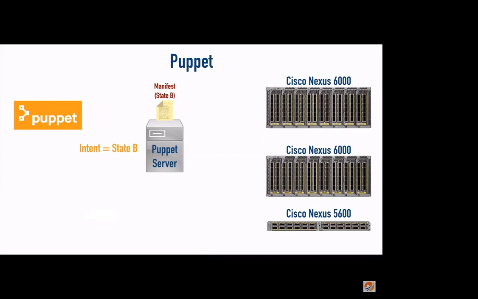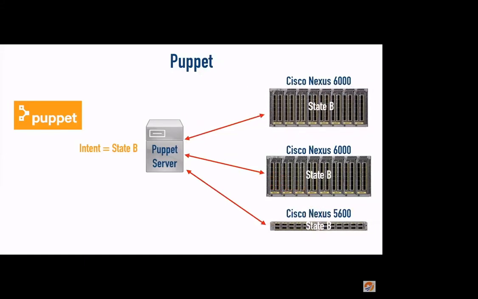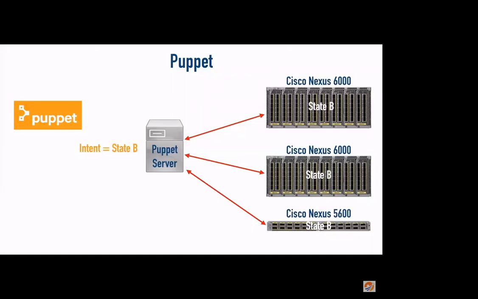And we can have bidirectional communication between the server and the agents that are running on these Nexus switches. And we can check to see what their states are. And maybe the top and bottom switches, they're in state A. They're in a different state than what we want. The middle switch, it's in state B, so we don't need to do any configuration there. But what we can do is push out this manifest and make changes on those top and bottom switches so that they become compliant with the state we want everybody to be in. That's an example of what Puppet can do for us.